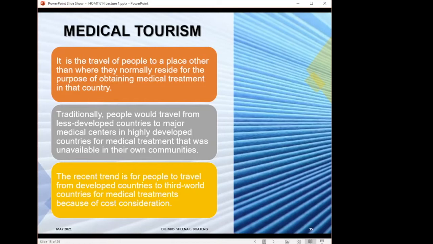And this is very popular in the area of plastic surgery. Recently, there has been a spate of deaths involving people who travel from more developed countries to less developed countries for the purposes of engaging in plastic surgery. Has anyone read of any of those stories?